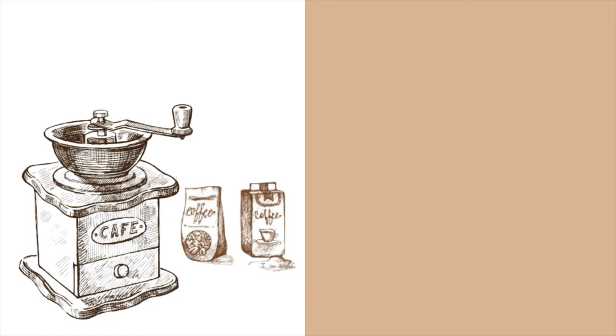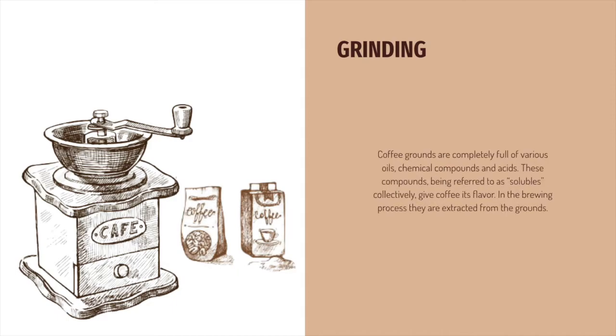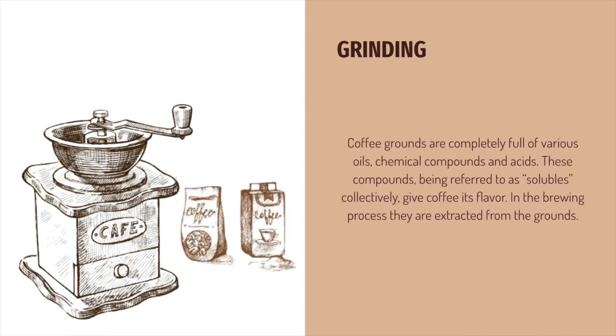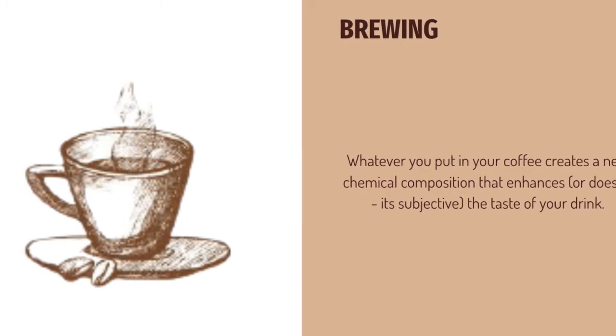The next stage is grinding. Coffee grounds are completely full of various oils, chemical compounds, and acids. These compounds, referred to as solubles, collectively give coffee its flavor. In the brewing process, they are extracted from the grounds. And that brings us to the last stage, brewing.